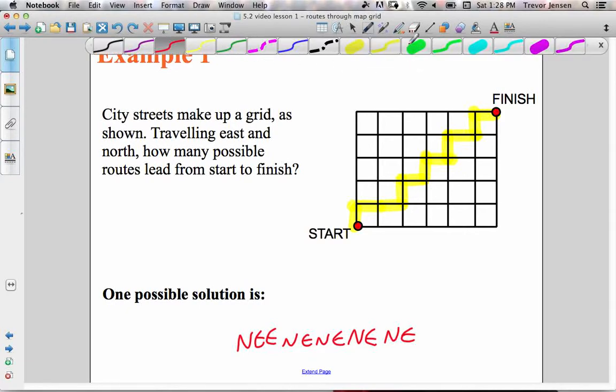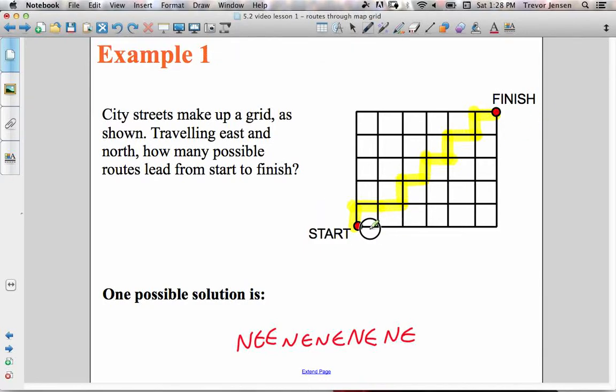Now, just to give you an idea of how many possible routes there could be, there's lots of other ways we could get from start to finish. I could have gone east, east, east, east, north, north, north, north, north, east, east. There's another possible route. And there are, in fact, a very high number of routes that we could take to get from start to finish. And I'm going to show you how to calculate the exact number of routes there could be to get from the beginning to the end of this map grid.